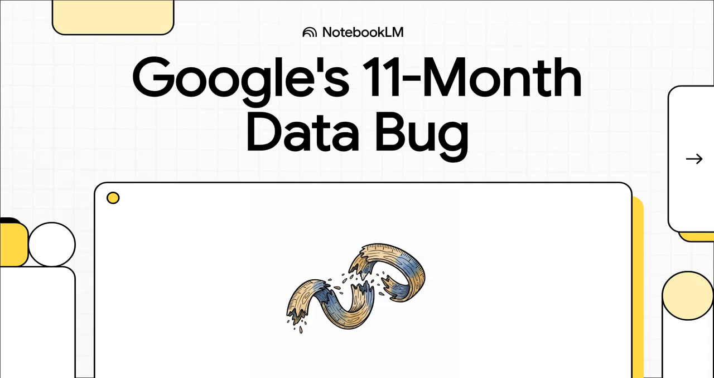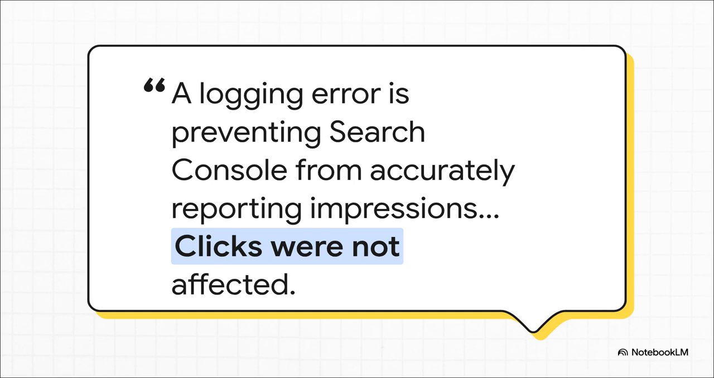So, for nearly an entire year, a single data bug from Google was quietly, secretly messing up marketing reports all over the world. Today, we're going to deconstruct exactly what happened, why it matters so much, and most importantly, give you a clear plan to clean up your data. And it all started with this.